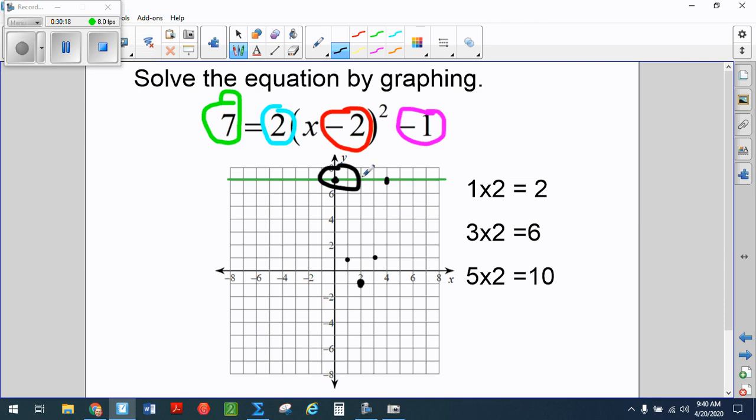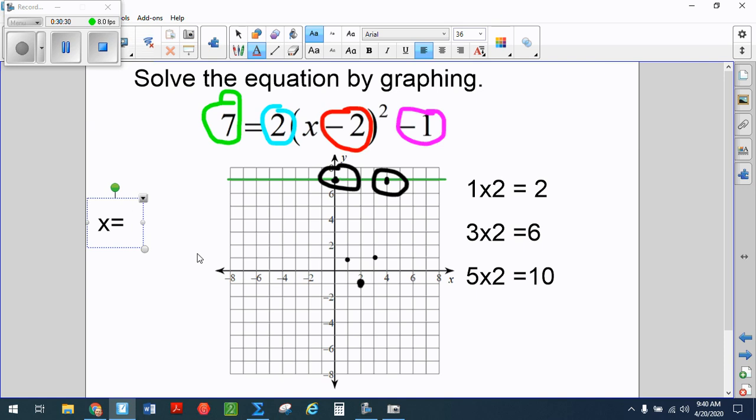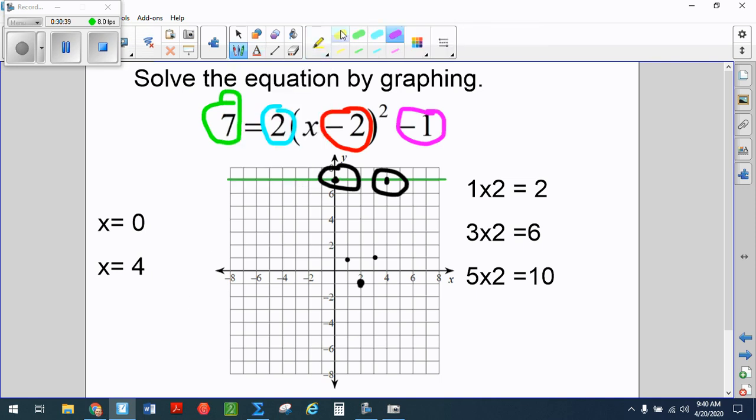And since I have an intersection of the green line and the black parabola curve, my solution to the problem is those numbers. So x equals 0 is where that happened, and x equals 4 is where that happened. I'm going to highlight those. Okay, x equals 0 is where that happened, and x equals 4 is where that happened. So those are the numbers that you could actually plug into the equation to solve by graphing.